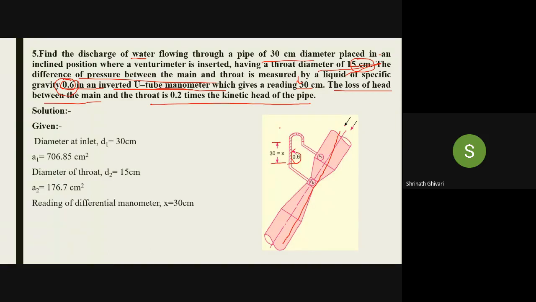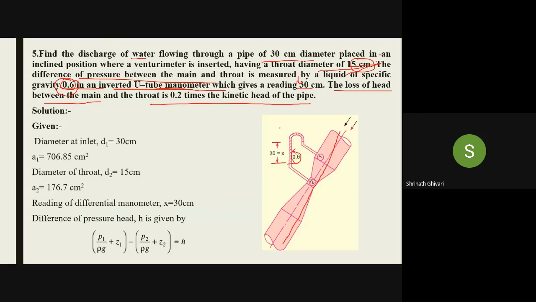The specific gravity of the manometer liquid is given, that is 0.6, and the reading of the differential manometer x equal to 30 centimeter. Now how are you going to approach this? How are you going to calculate h? Which equation are you going to use? h equal to x times (1 minus SL by S0). So the difference of pressure head, we are going to use h equal to x(1 - SL/S0). We have seen it in the previous slides. Whenever the fluid is lighter in the manometer and heavier in the pipe, we are going to use that equation. Fine.